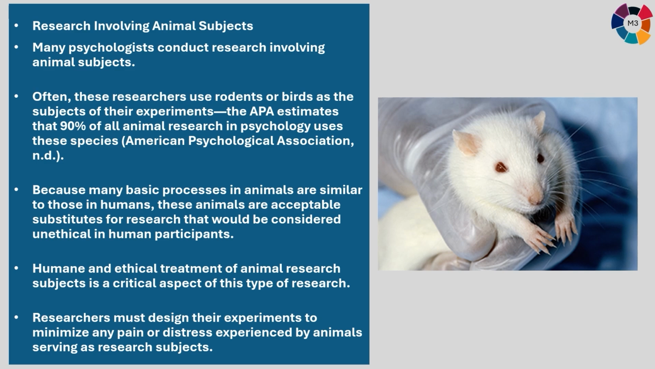The APA estimates that 90% of all animal research in psychology uses these species. Because many basic processes in animals are similar to those in humans, these animals are acceptable substitutes for research that would be considered unethical in human participants. However, humane and ethical treatment of animal research subjects is a critical aspect of this type of research.